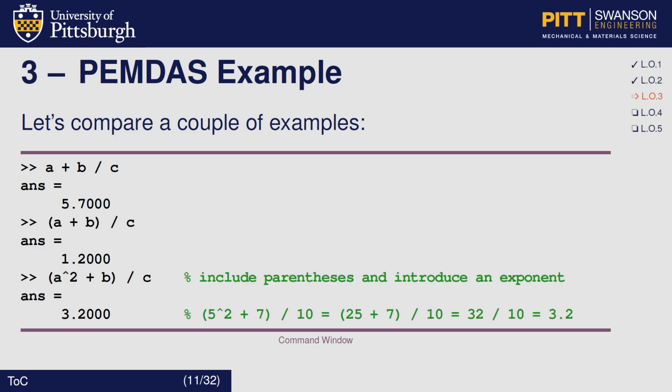And finally, if we add an exponent inside of the parentheses, then a squared is computed before adding b. Then once all operations within the parentheses are complete, the whole term is divided by c, which overall results in 3.2.